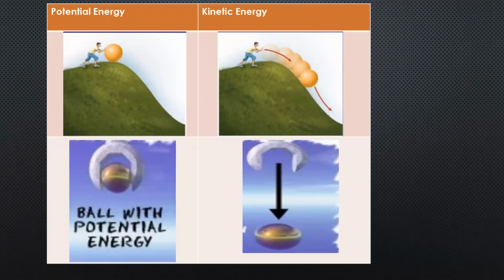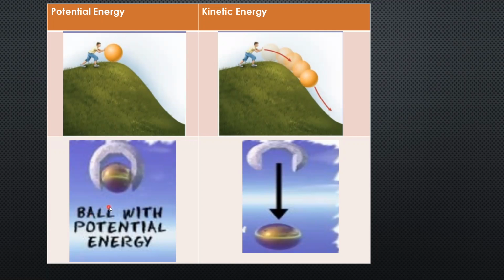So let's now have some examples of the potential and kinetic energy. Here, as you see, the first one, we have the potential. This is the ball. It is at rest before throwing it. This is potential energy. But once you push the ball down, it starts moving, and we have kinetic energy. It starts doing work also.